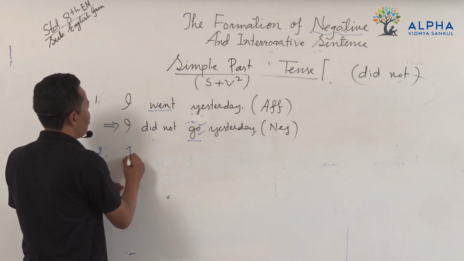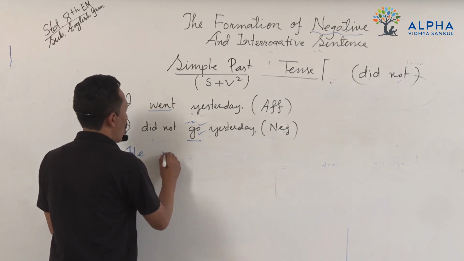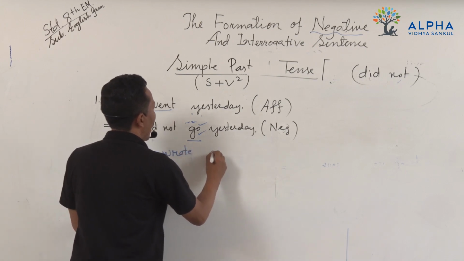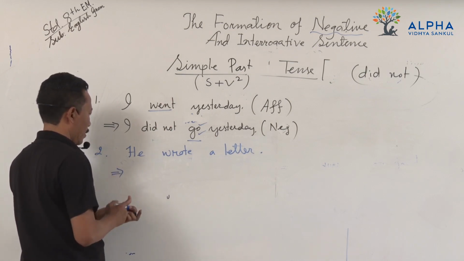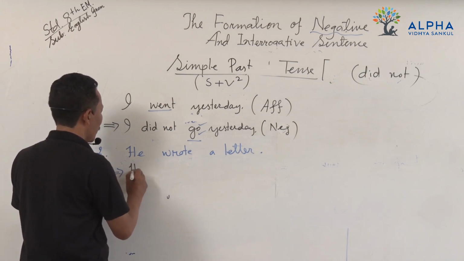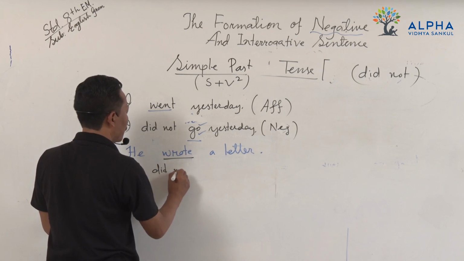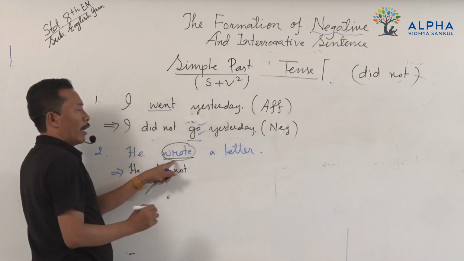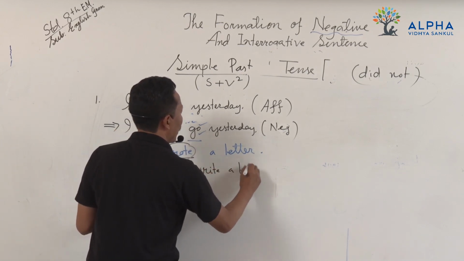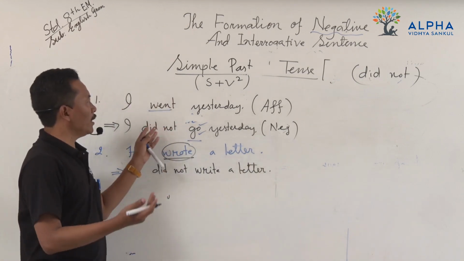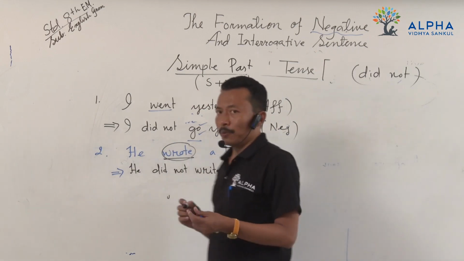And one more. He wrote a letter. It is past, then we have to use did not. He did not wrote, wrong; the base form V1 is right. He did not write a letter. Now this is the way we have to form the simple past tense from affirmative to negative.